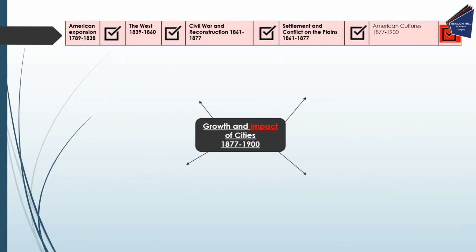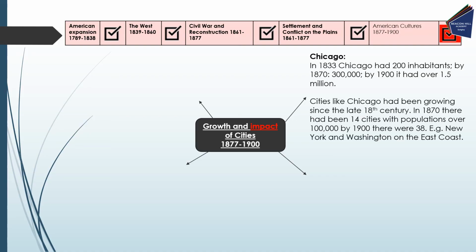For the final theme, the growth and the impact of cities. The impact information will appear in red, but first of all, in terms of growth, we have Chicago. In 1833, Chicago had 200 inhabitants, but by 1870 it had 300,000, and by 1900 it had over 1.5 million people. So we can clearly see here the huge growth and development of cities during this time period.